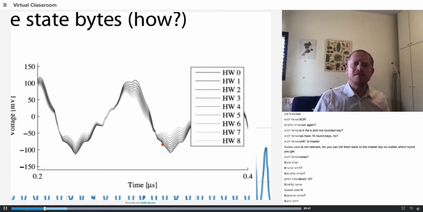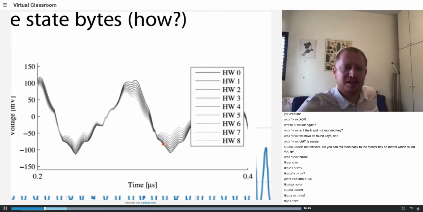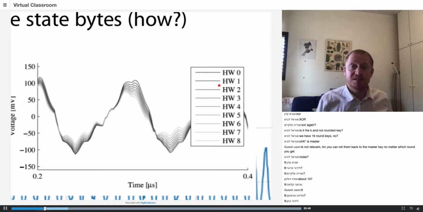So why do we have 9? Where did this number 9 come from? There's a very easy hint here. This is the Hamming weight of the state byte. It's not the value of the state byte. I wish I could have the value of the state byte. But this is the Hamming weight of the state byte, which is, as we learned last week, and you also learned somewhere else, the amount of bits in the state byte which are equal to 1.